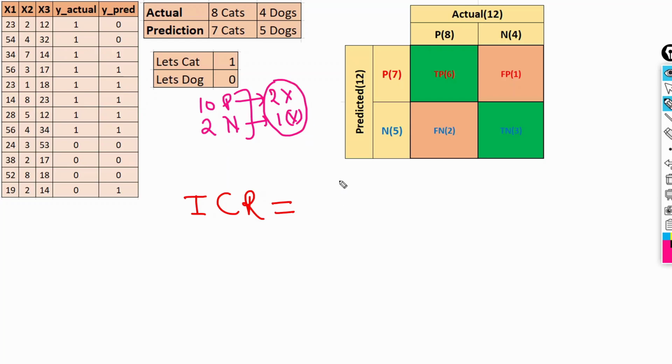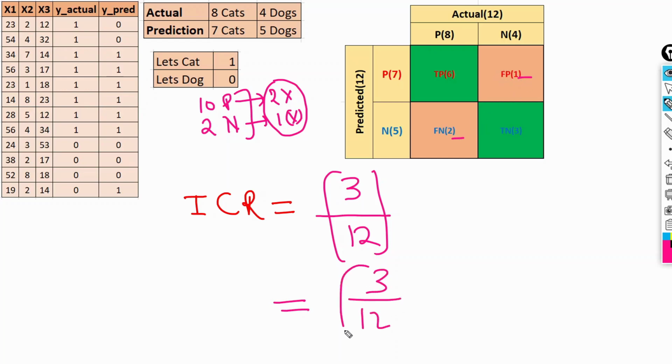So we can say the incorrect classification rate would be 3 by 12, right? And in our case, how many cases are incorrectly classified? 1 and 2. There are 3 divided by 12. So this is the incorrect classification rate. It means how many cases are incorrectly classified, right? So those cases we have to detect.